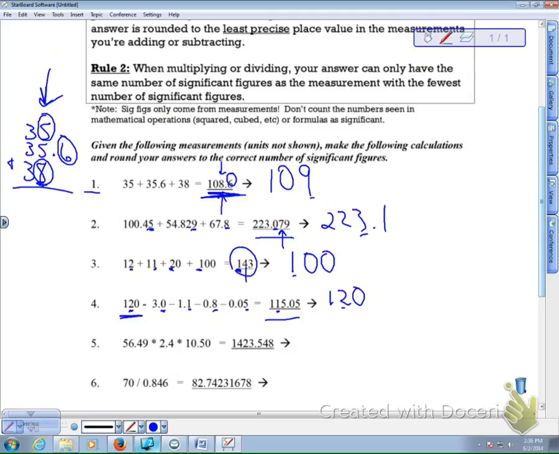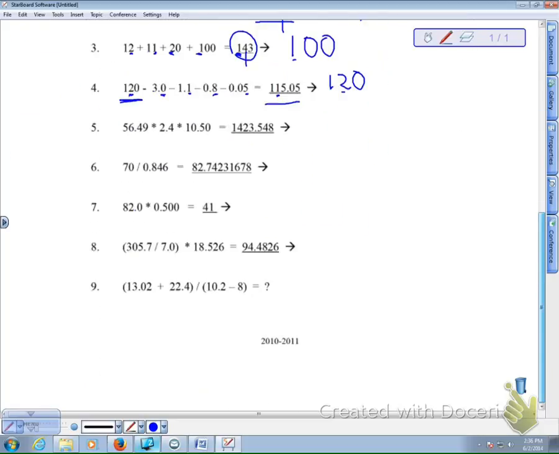Let's see if you have the same kind of path here. Rule 2 together. When multiplying or dividing, your answer can only have the same number of significant figures as the measurement with the fewest number of significant figures. So this time, we're not interested in where the error is or where the sig figs end up. All I care about is how many sig figs there are. And some of you may be thinking, how is that even possible? I don't understand how the number of sig figs matters.